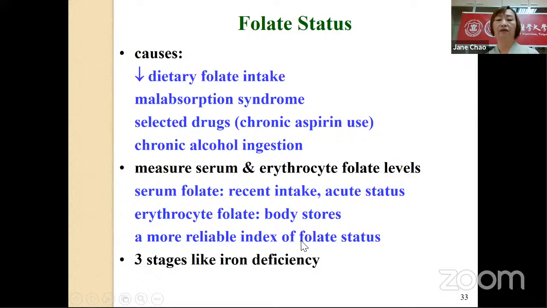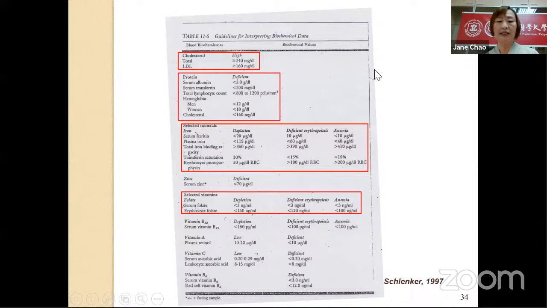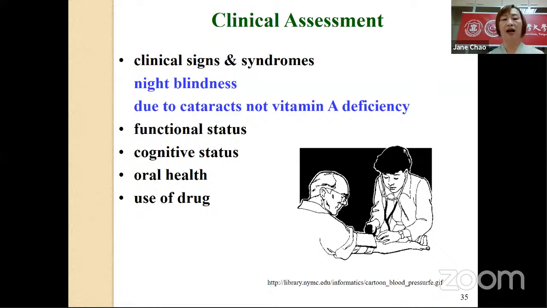And folate status also has three stages to develop folate deficiency anemia, just like iron deficiency anemia. This table shows different levels of different parameters. So you can see high level, deficiency level, or depletion levels for different parameters. So you can see the clinical reference data. The clinical assessment is usually provided by the physicians.